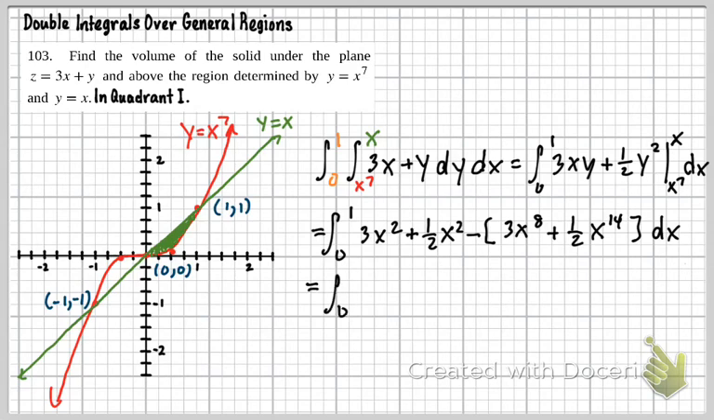Okay, the next step, still 0 to 1. Now all I'm going to do is clean this up some, and these I can put together. 3x squared plus 1/2 x squared is 7/2 x squared. And then I have this minus 3x to the 8th and minus 1/2 x to the 14th, because I have to distribute that minus through. And that's going to be dx.